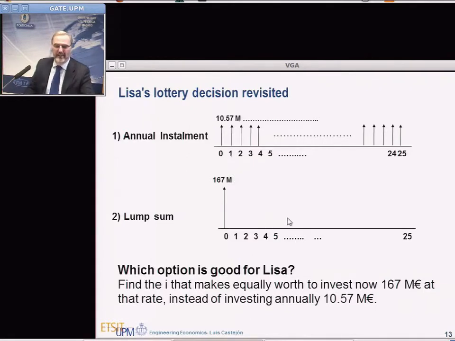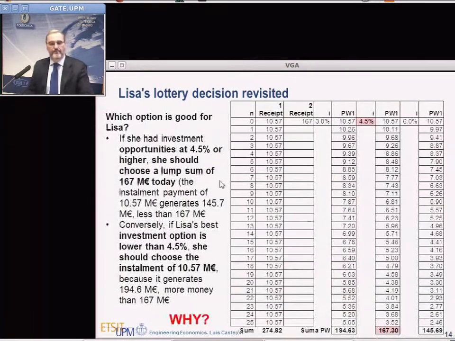We are going to find the interest rate that makes it the same to receive the annual installments and the lump sum, because the lump sum you deposit in a bank account, so you will also be receiving periodic payments. So what is the interest rate that makes them equal? So you have here the Excel balance.